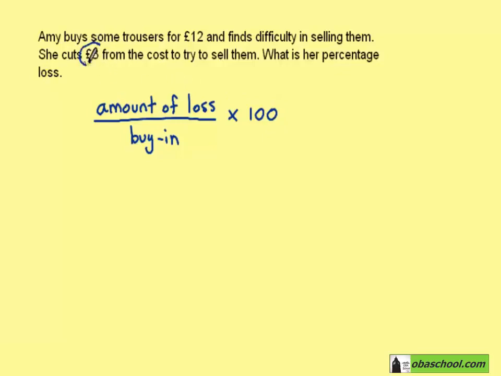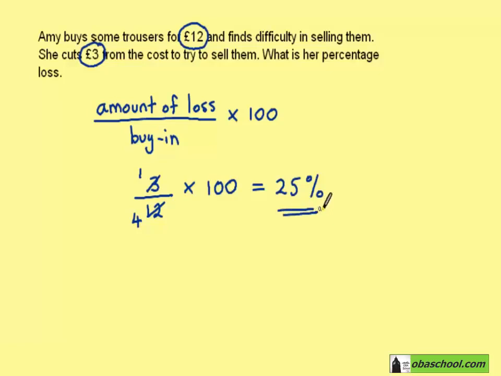The amount of the loss here is £3. She bought them for £12. So we have 3 over 12 times 100. Three goes into 3 once and into 12 4 times. So we have a quarter of 100, which is 25. So it's a 25% loss.